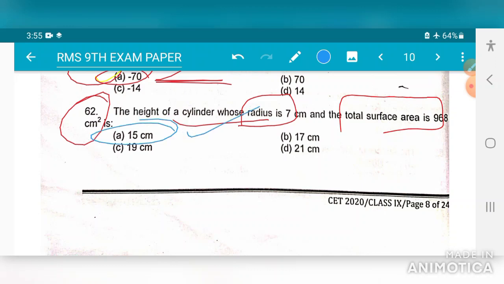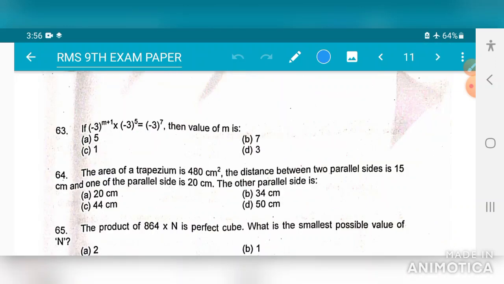Next, go for the next question, 63. It is a very good question. It is my favorite one. 63, it is very easy. No need for a solution. See, minus 3 to the power of m plus 1 into minus 3 to the power of 5 is equal to minus 3 to the power of 7. It is given. Find the value of m.